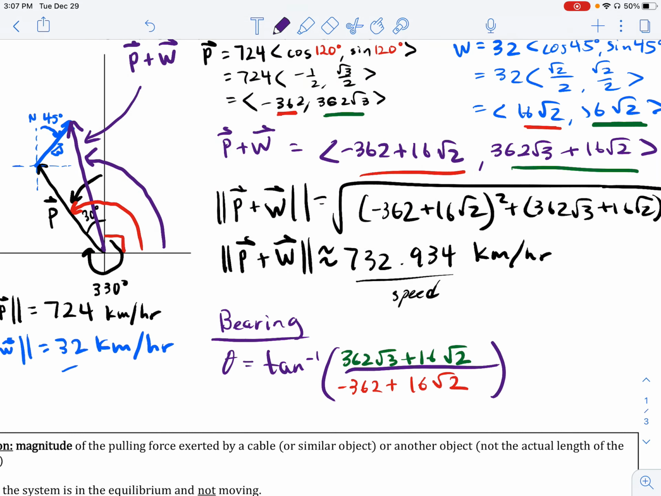And once we put that into the calculator, we should get theta is approximately negative 62.417 degrees. Now let's pause and think about this. Remember, our calculator is calculating with the range of inverse tangent in mind. And because it's doing the inverse tangent of a negative argument, it's giving me an angle between 0 and negative 90 degrees. But what we want to do is use that angle to figure out what this bearing is.